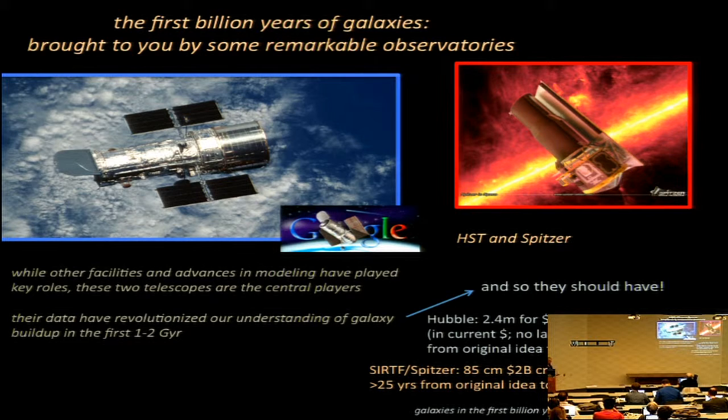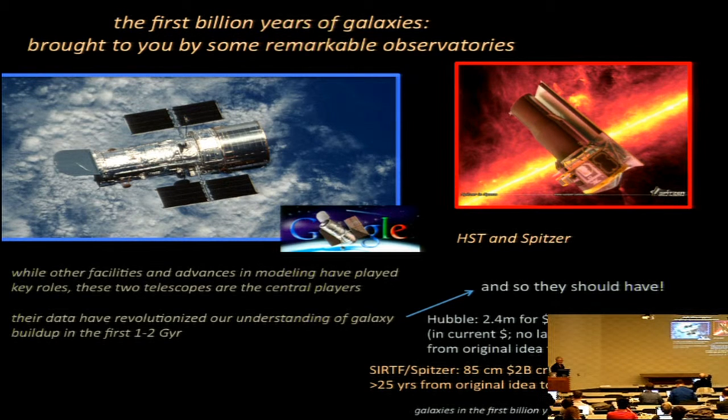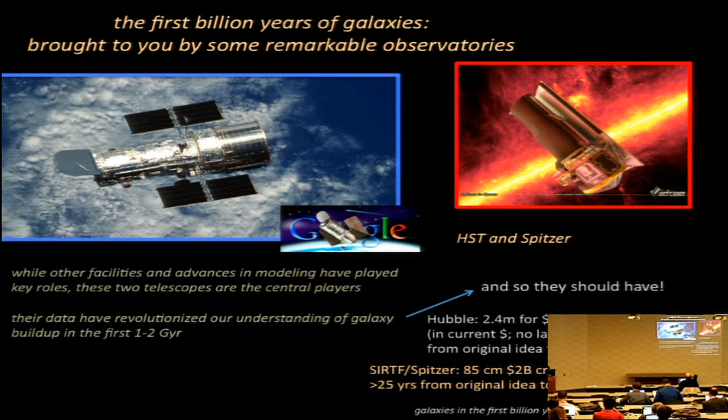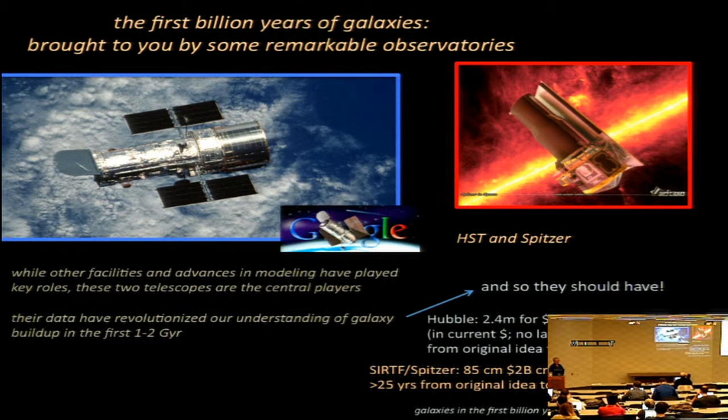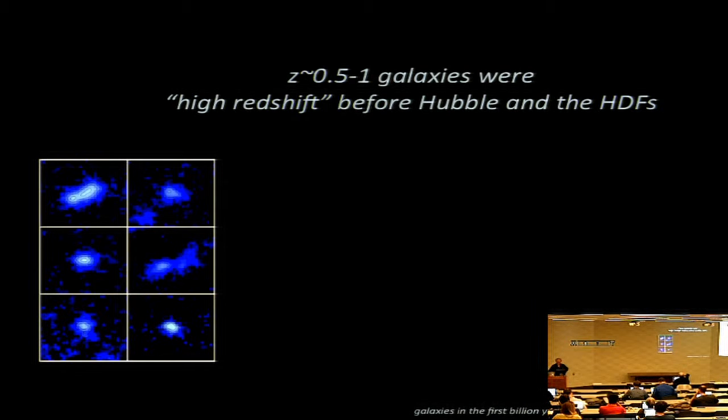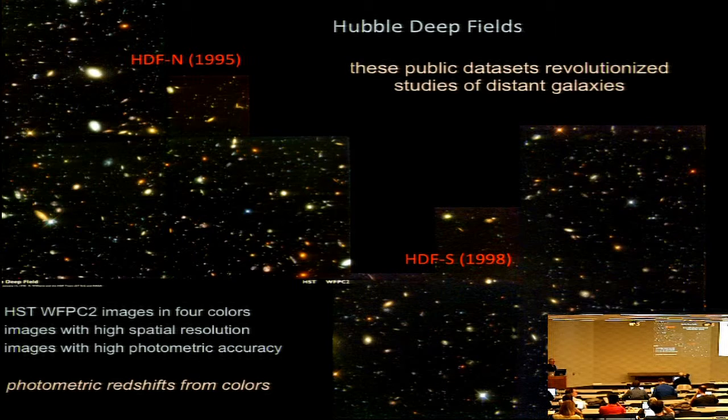And the other thing that I always remember as I look back on these various facilities is just how long it takes us to get them from when they were first conceived to actually launch. 30 years for Hubble, even Spitzer 25 years. And you'll see JWST is even longer. And as I mentioned, z of 1 galaxies were high redshift before Hubble.